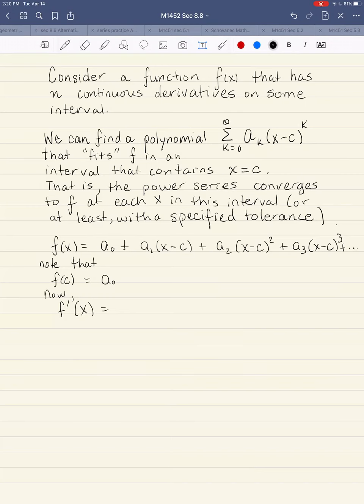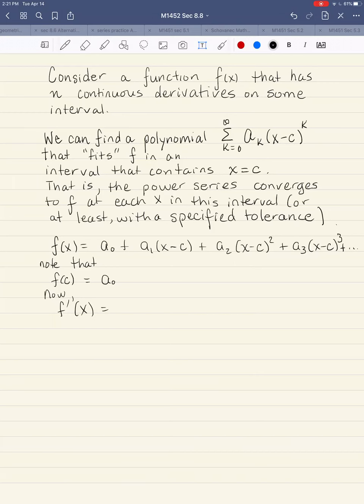We're talking about functions that have n continuous derivatives over some interval. We're looking to find a polynomial that fits the points of f in that interval that contains a point x is equal to c. In other words, the power series behaves like the function does for all values of x in that interval. Now the nice thing about this is a power series is a polynomial, where the function might be some transcendental, complicated thing.